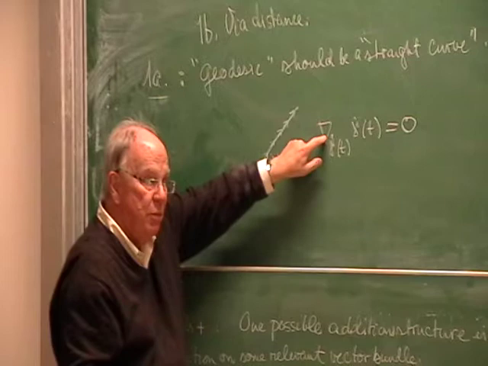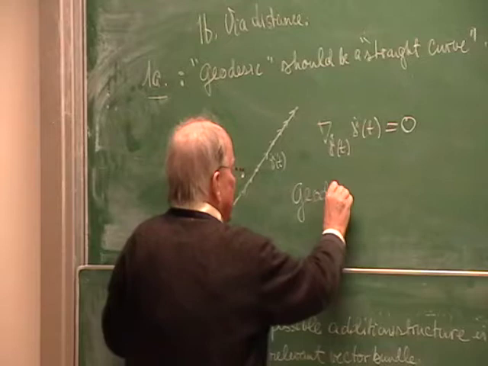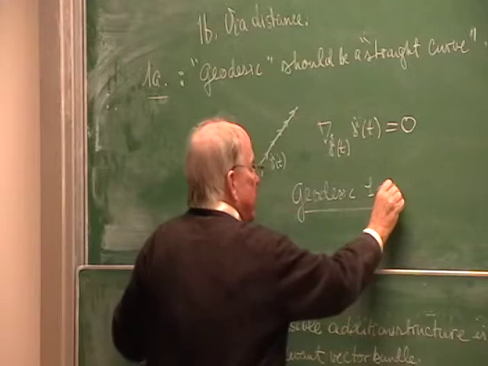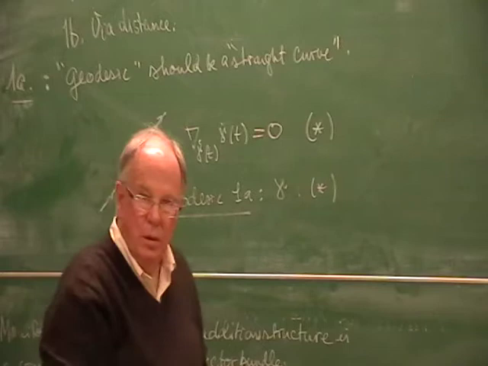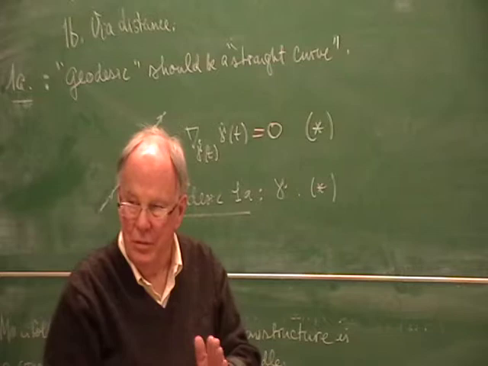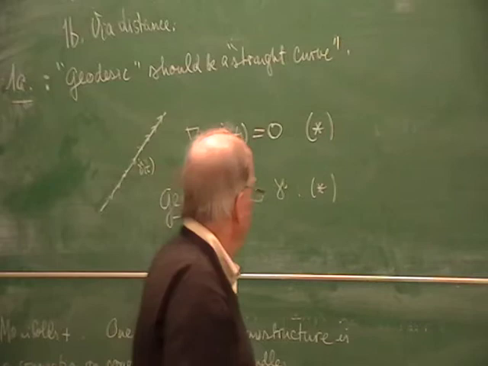So, a geodesic in the sense of 1A is a curve gamma such that star holds: parallel transport along the curve of the velocity vectors is the velocity vector. That's a statement of straightness.